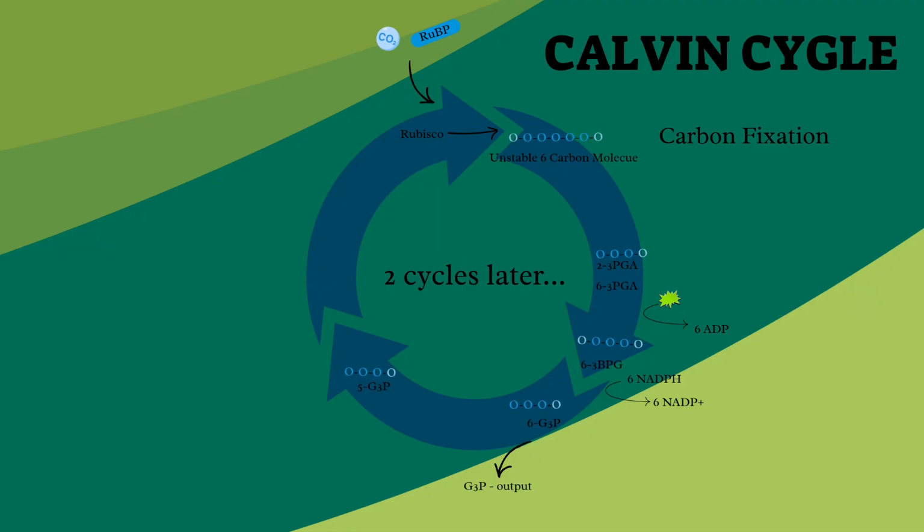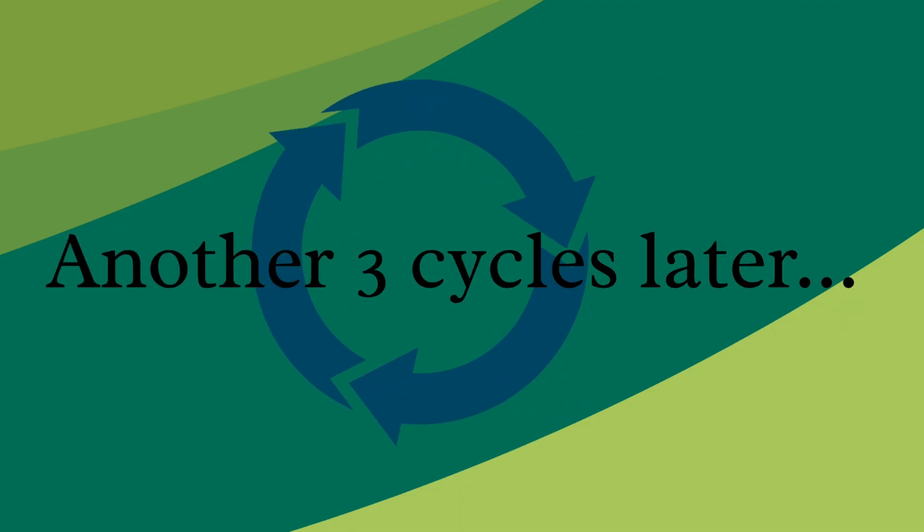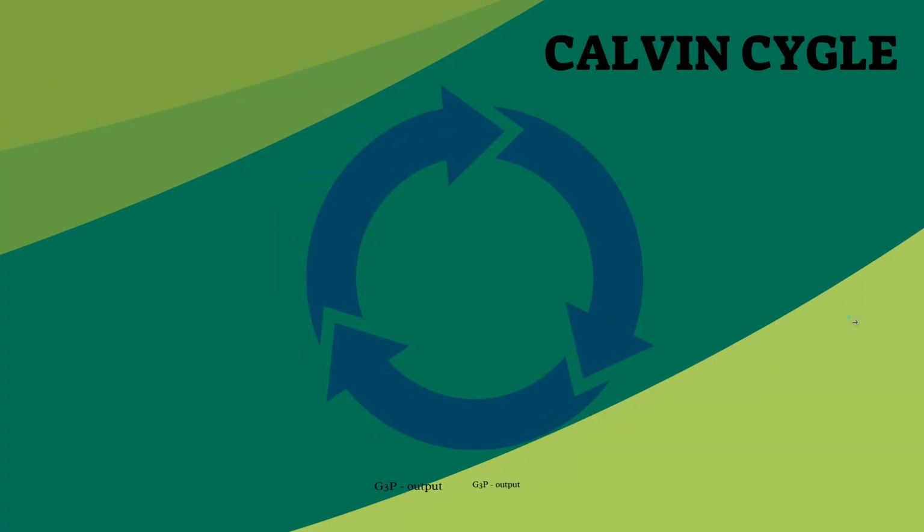Using additional ATP, the 5 G3P molecules are rearranged to make 3 RuBP molecules. These RuBP molecules can then be put back into the Calvin cycle to restart the entire thing, thus concluding the regeneration phase. After 3 more cycles of this process, 2 G3P molecules are set to the side, which are then combined to make 1 glucose molecule.